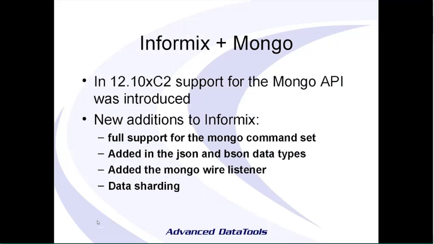They added the JSON and BSON data types. So even if you're not running anything with Mongo, you can store data natively as JSON or BSON in Informix. They added the new Mongo wire listener. This is how it supports Mongo applications. And they introduced data sharding, so you can actually do the same kind of sharding as you would with Mongo inside of Informix. This is not an extra feature. If you have Informix 12.1 XC2 or later, this is all available. I would really look at XC4 or later because they've done a lot to improve it and add extra support.